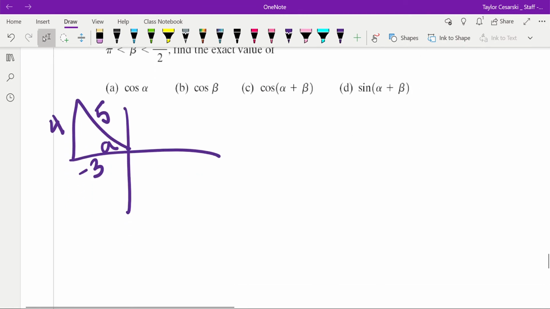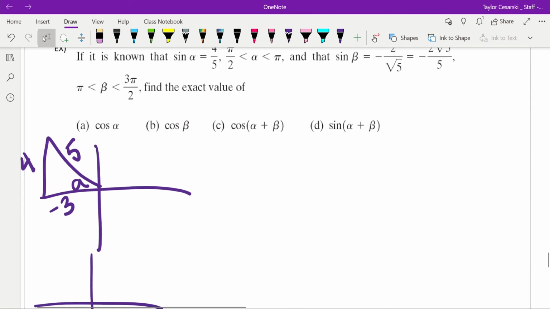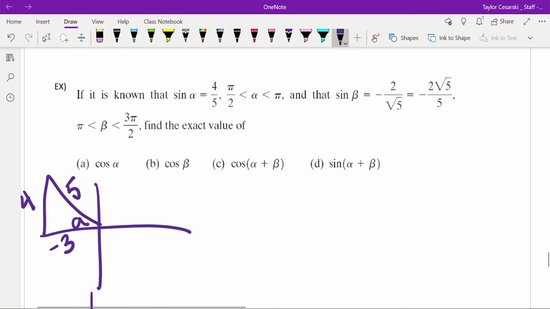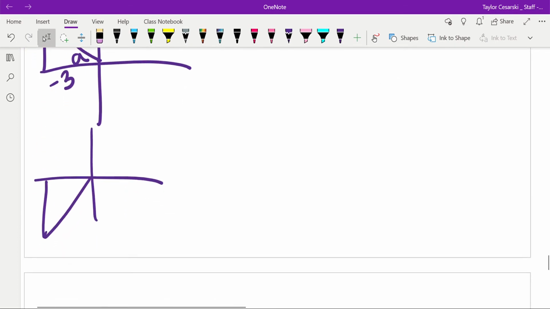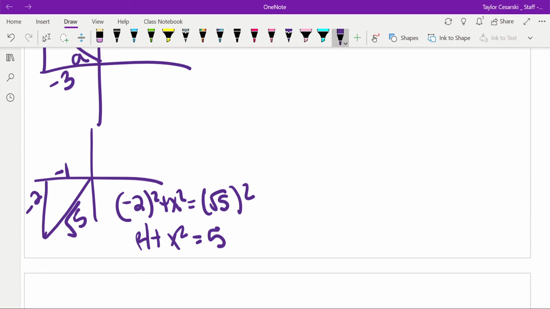All right, now let's draw our second triangle for B, or beta in this case, between pi and 3 pi over 2. So that's going to be in my third quadrant. And it says sine is negative 2 over square root 5. So opposite over hypotenuse. So I am going to use Pythagorean theorem here. So negative 2 squared plus x squared equals square root of 5 squared. So 4 plus x squared equals 5. So x is going to equal negative 1. And again, that's negative because I'm going to the left.